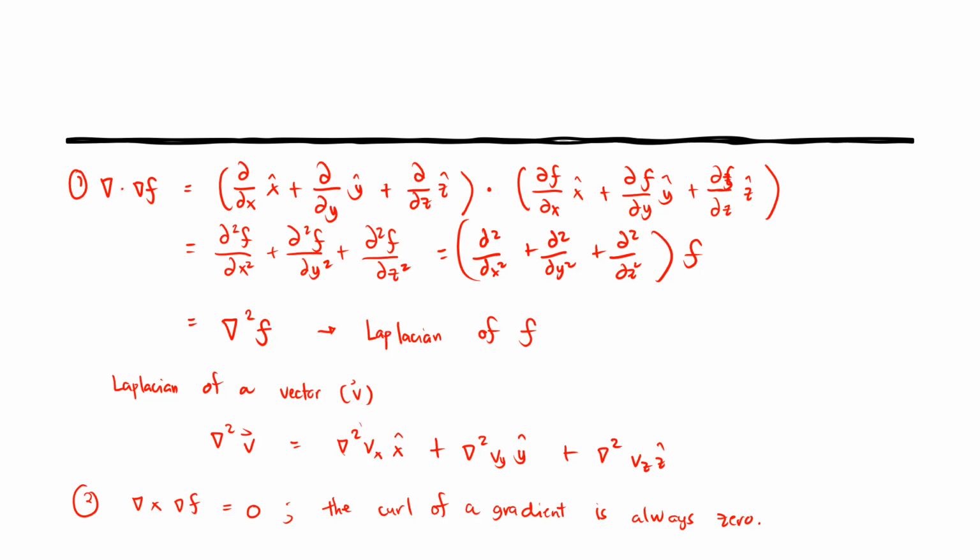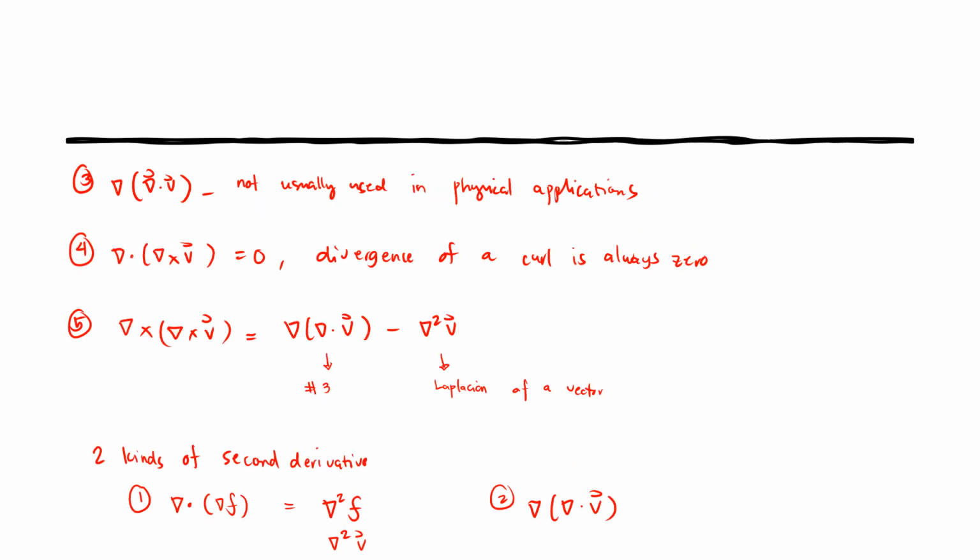So again, the divergence of a gradient leads us to the Laplacian. Okay, for the second one, you have to take note of this. The curl of a gradient is always equal to 0. Okay, the curl of a gradient is always equal to 0. And then for the third one, we have the gradient of the divergence. Now take note that this is rarely used in physical applications. So this notation is not usually used or useful in physical applications.